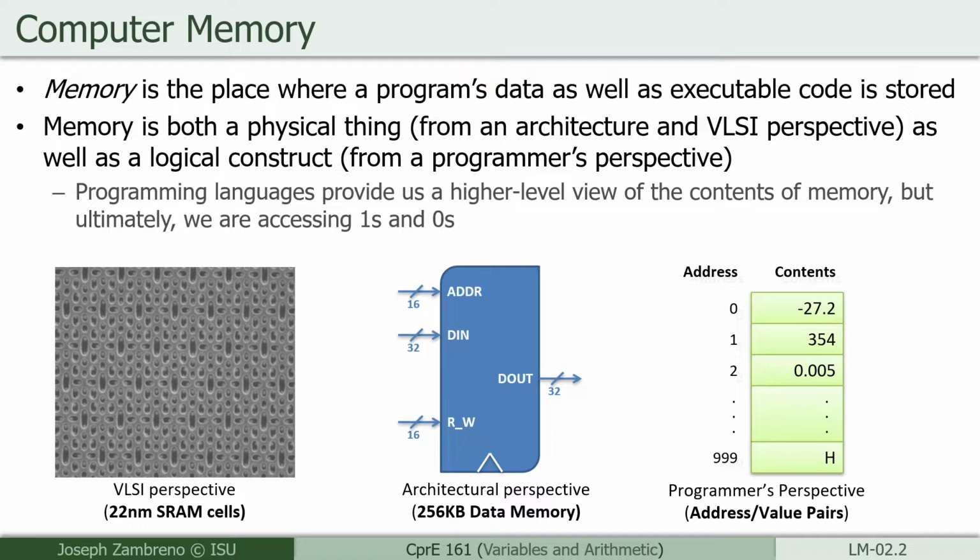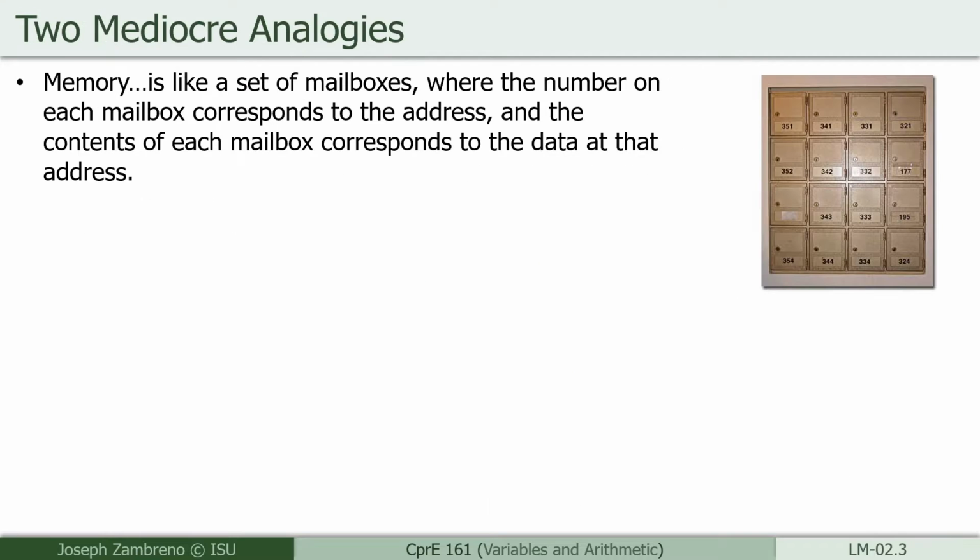Depending on what variables we have and what data types we have associated with those contents in memory, we can represent that data in different ways. Here are two mediocre analogies we can try to use to understand memory a bit better. My first one is the mailbox, and I call this a mediocre analogy because it is. But we could say memory is like a set of mailboxes in which the number on each mailbox corresponds to the address, and the contents of each mailbox would correspond to the data at that address.